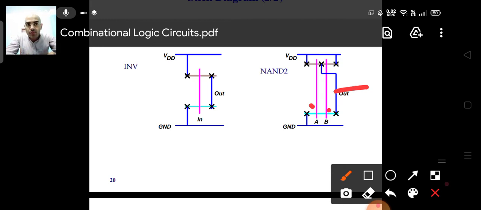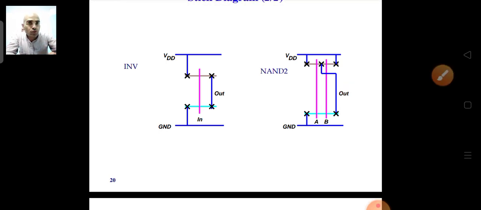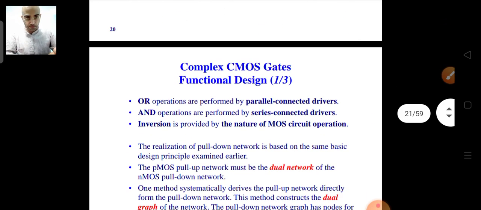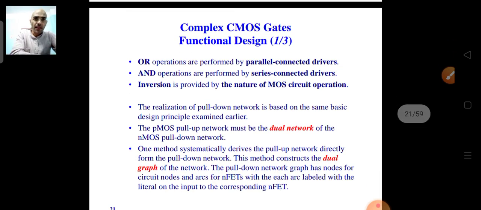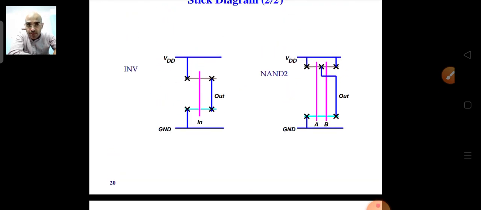So similarly, you can form the stick diagram for any circuit, whether it is a NAND gate or NOR gate or any other complex gate, okay. So this is the procedure we follow. Now this is the stick diagram for a simple gate, a very simple circuit. But suppose the circuit is a little complex, a certain logical function, a complex Boolean expression, and for that you have to draw the stick diagram, then what is the procedure we should follow?